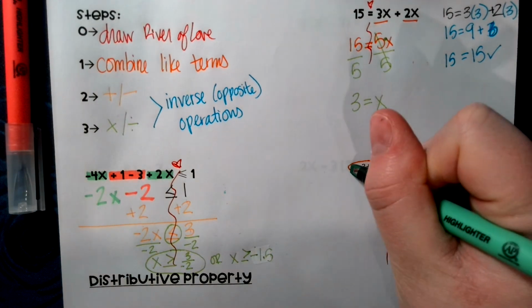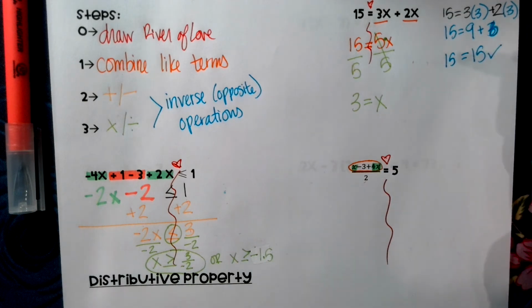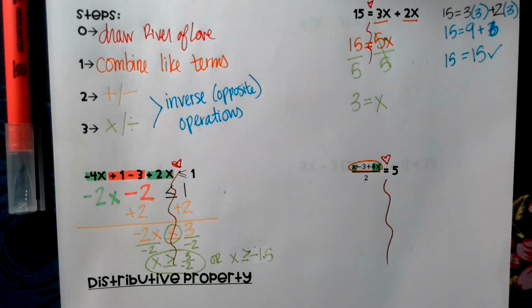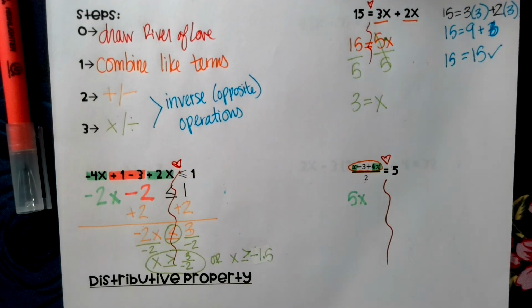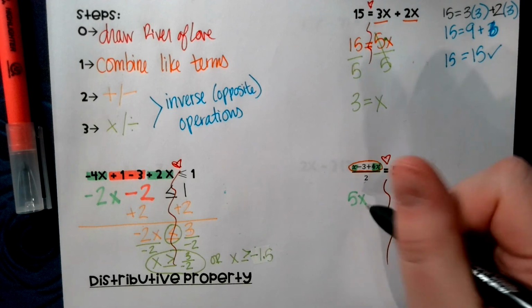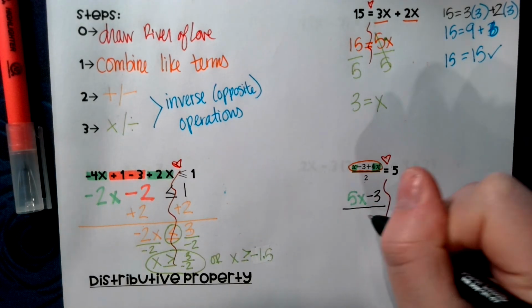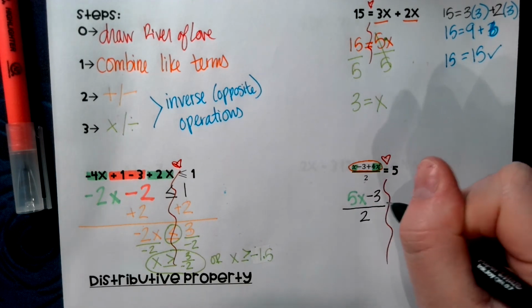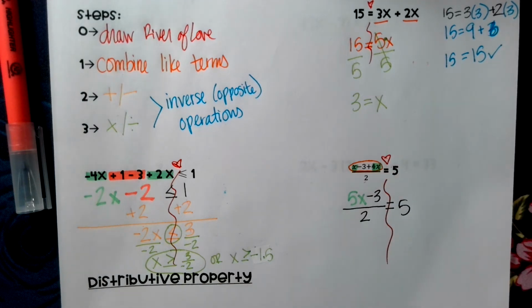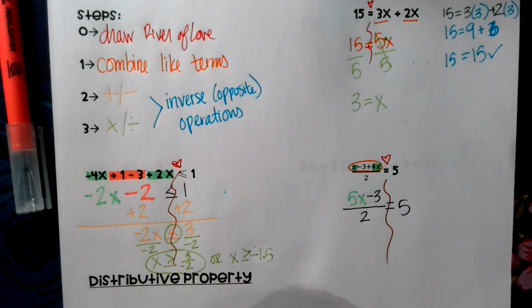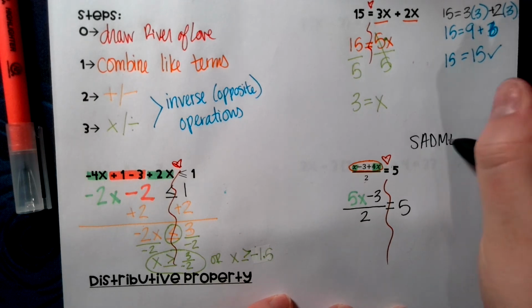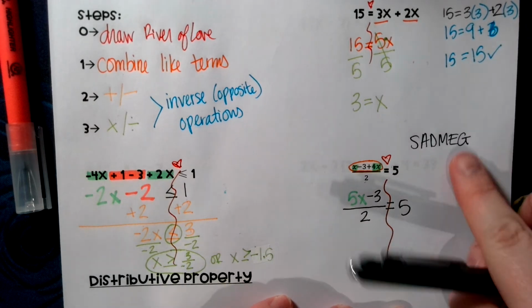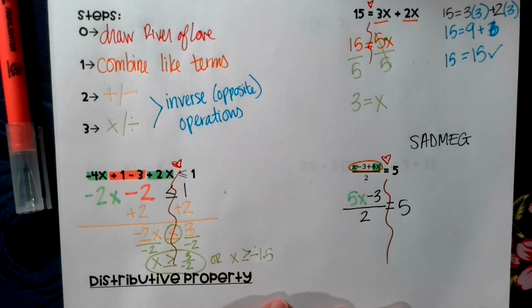So for my x's, we have a positive x plus 4x. So what's that going to combine to? That's going to be 5x total. And that minus 3, there's nothing to combine that with, so that's going to stay the same. All that's going to be over 2, and that's equal to 5. Now we can go back and solve it. Remember, when we're solving problems like this, we're doing GEMDOS in reverse. GEMDOS in reverse is SADMEG.